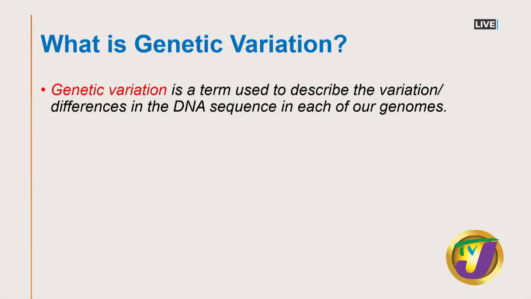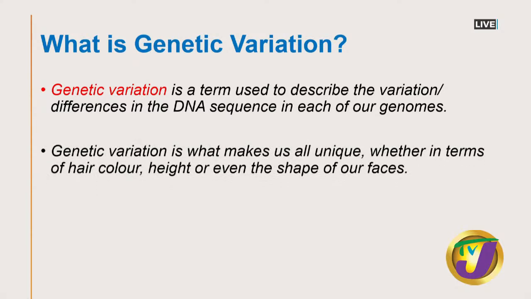Now, genetic variation is a term that is used to describe also variation in the DNA sequence of our genome. And even though for the human genome, there are several possible sequences that we have, all of the possible combinations are constantly different from one individual to the next. Now, this variation is what makes us unique in terms of our hair color, in terms of our height, in terms of even the shape of our face. And we would have learned that when we were doing genetic crosses in a previous lesson.